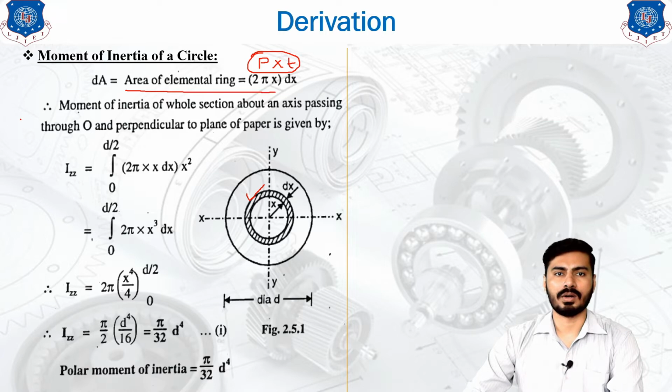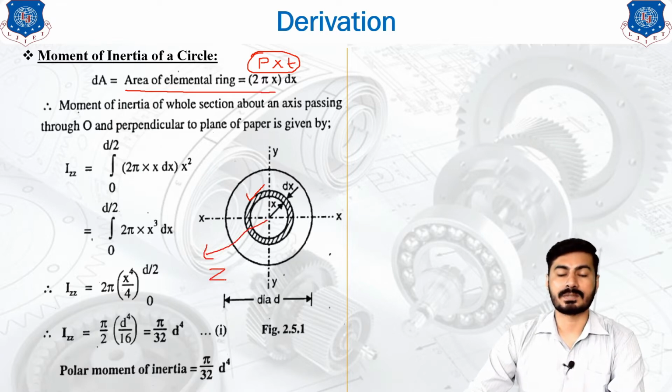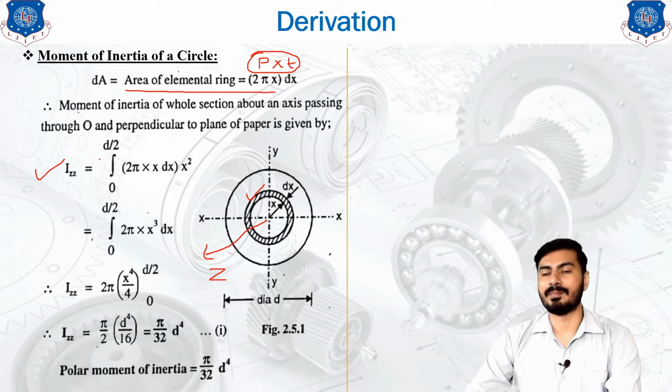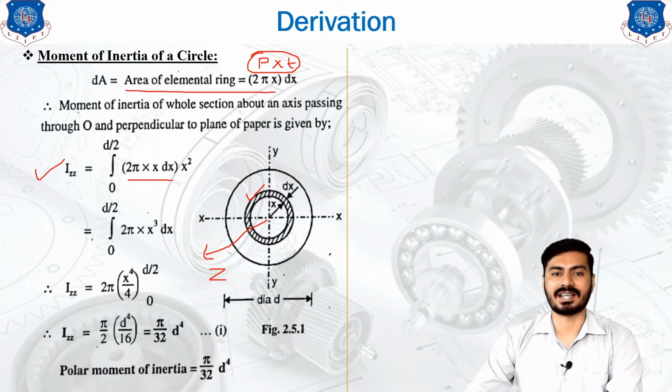elemental ring. Now our moment of inertia of the whole section about the axis passing through O and perpendicular to the paper, that is nothing but the z axis, which cannot be shown in your diagram. But if you want to see that axis, it can be seen like this, okay, which is perpendicular to your screen. Now if you want to find out the moment of inertia about the z axis, then you need to calculate using the basic formula of the moment of inertia, and that is nothing but 2 pi x into dx, that is the area into the distance from that z axis.